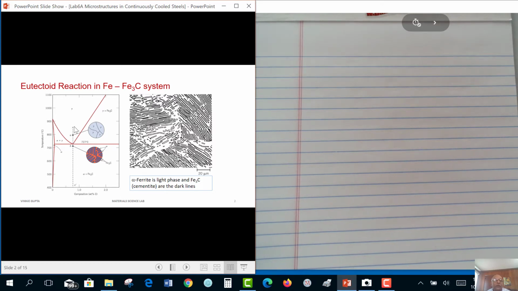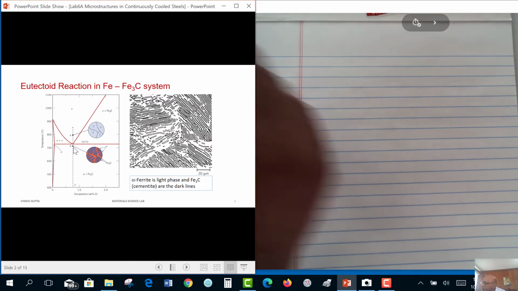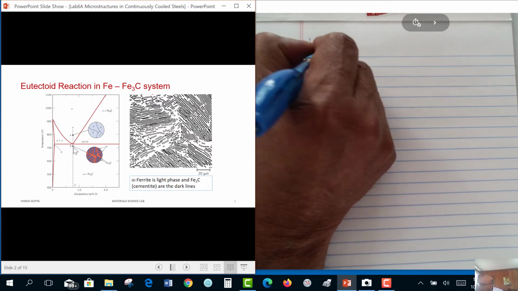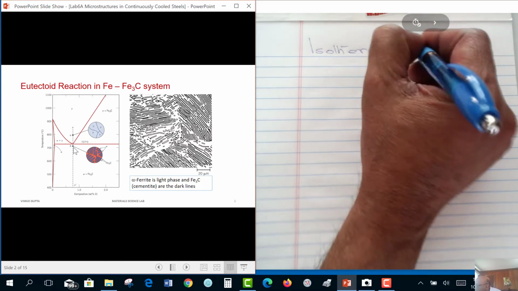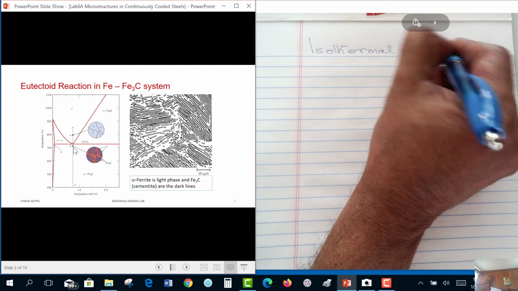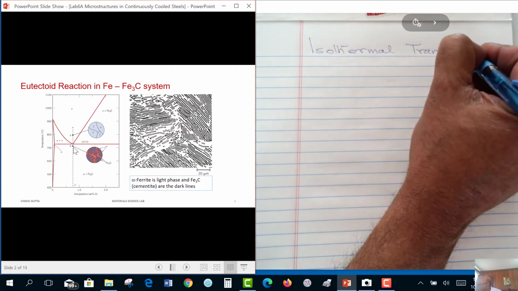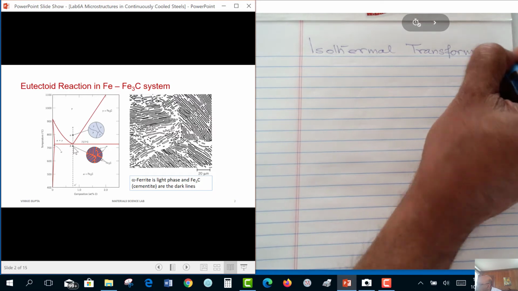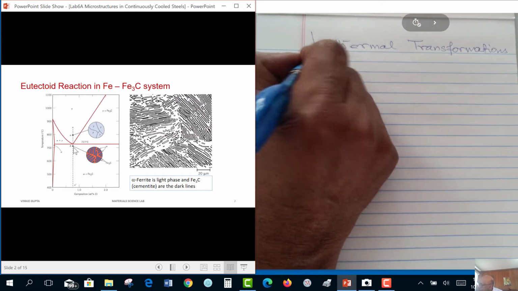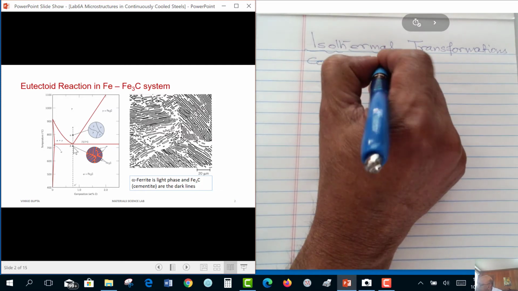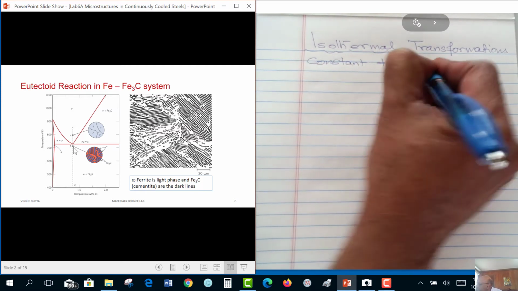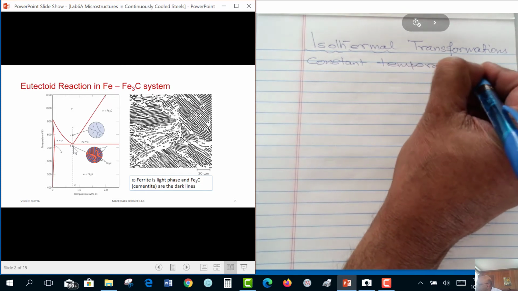Now in this particular case, we had cooled very, very slowly. Now what happens if we cool it very fast to different temperatures and hold it there? So when we say isothermal transformations, iso means constant, and thermal, of course, is temperature. So we are looking at constant temperature transformations.